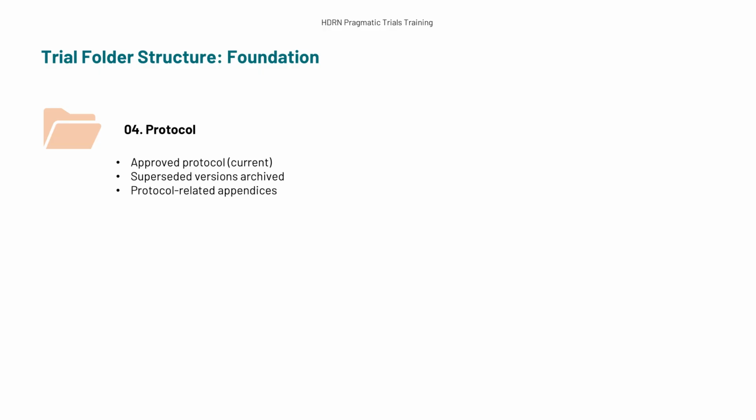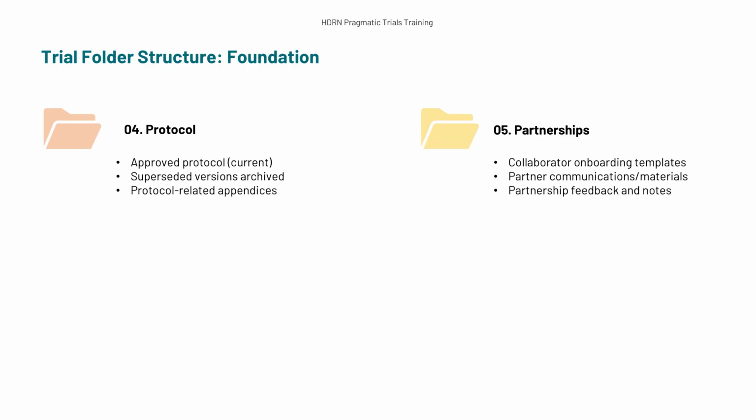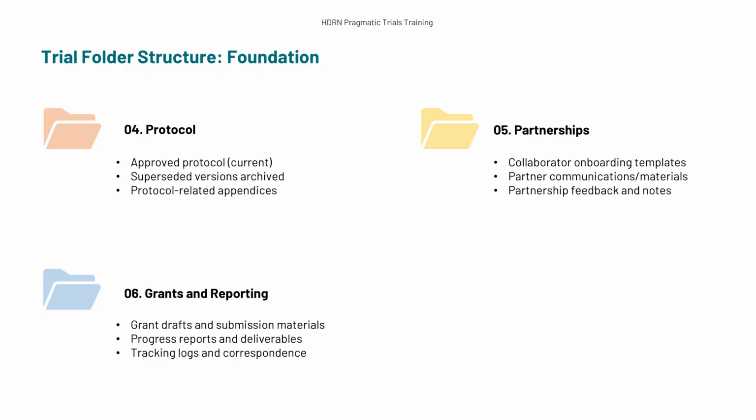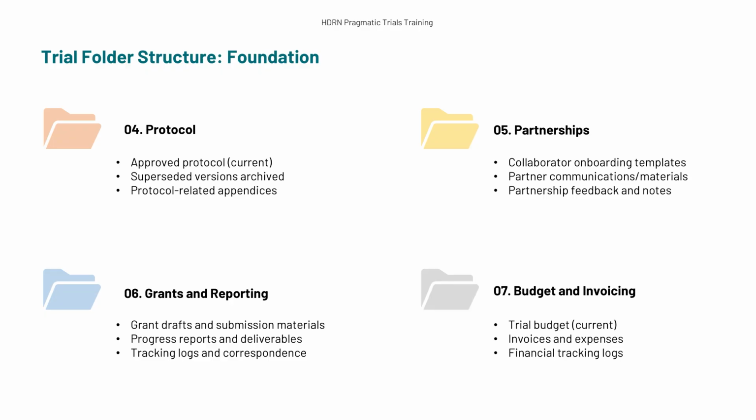The protocol folder houses the approved trial protocol, with superseded versions archived separately to preserve version history. Partnerships bring together materials related to collaborators, including onboarding templates and partnership feedback. Grants and reporting functions as both a pre- and post-award space, supporting grant preparation, reporting, tracking logs, and correspondence. Budget and invoicing hold the operational trial budget along with invoices, expenses, and financial tracking.